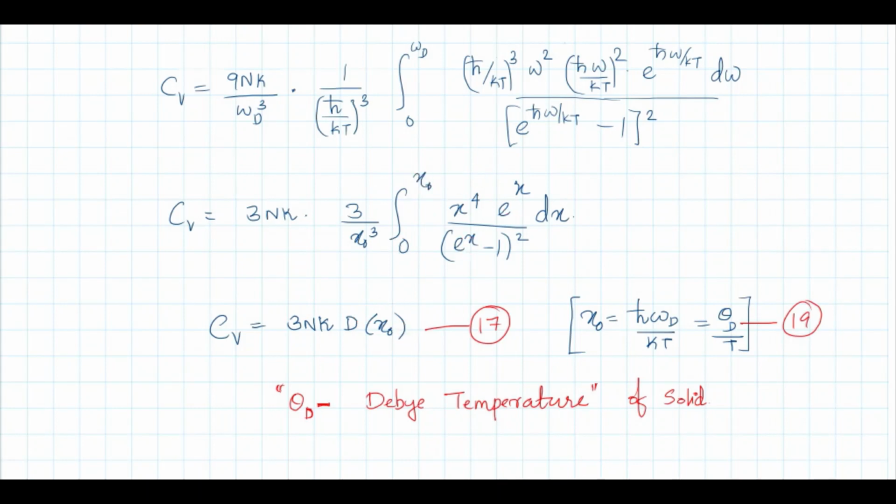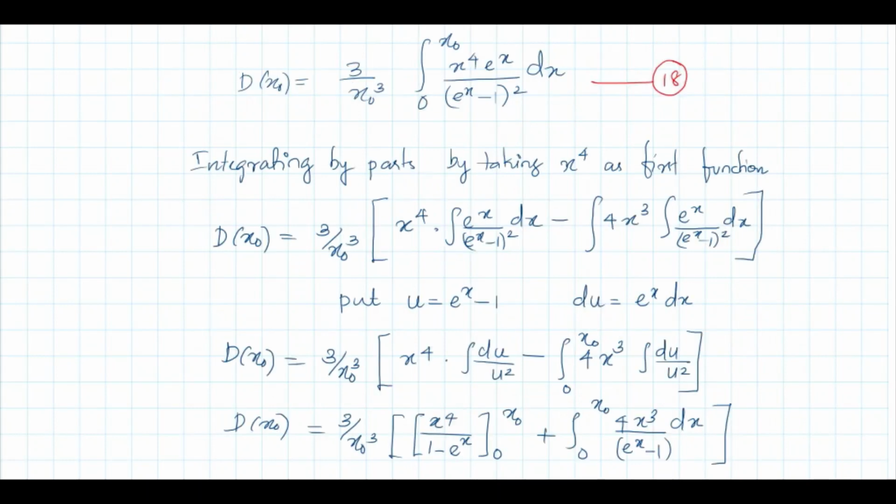So Cv is 3nk into D of x naught, where x naught is h cut omega D by kT, and h cut omega D by k you can denote as the Debye temperature, theta D, so x naught is theta D by T. So theta D is a quantity having the dimension of temperature, and it is known as the Debye temperature. D of x naught, the Debye function, is 3 by x naught cubed integral 0 to x naught x raised to 4 e raised to x by (e raised to x minus 1) the whole square dx. This is equation number 18.